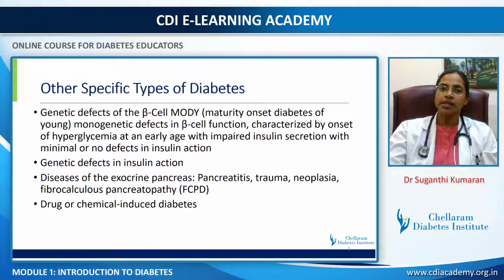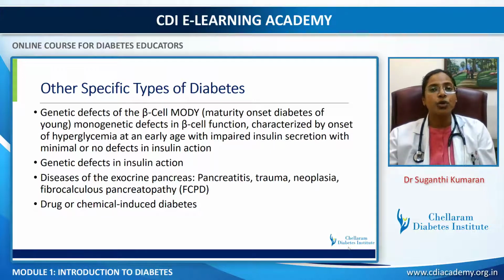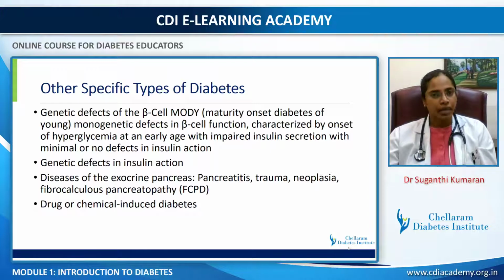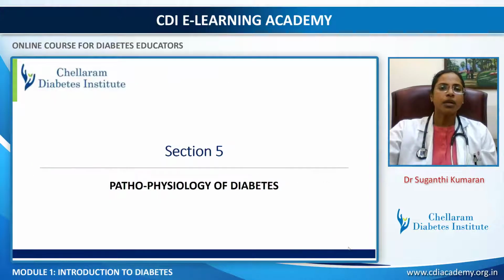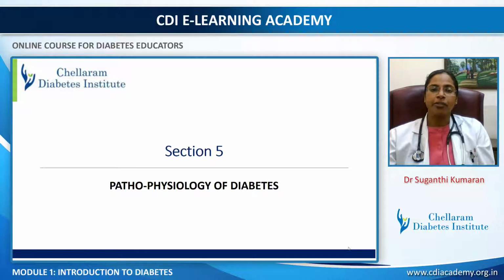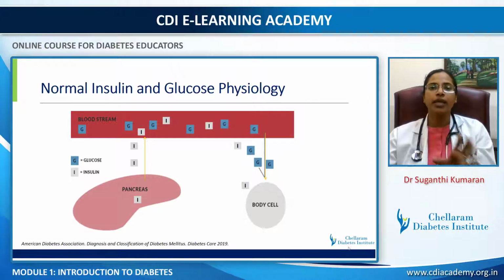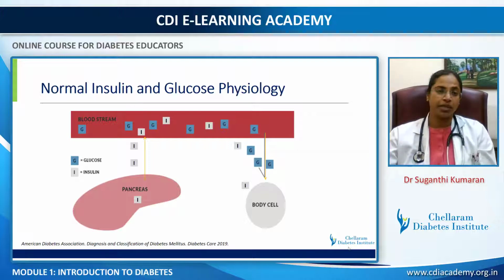And then the next category is drug or chemical induced diabetes, as happens with antiretroviral HIV treatment medication, and sometimes chemically induced by streptozotocin, which is usually used in guinea pigs to induce diabetes in experimental animals. Now let's go on to Section 5, pathophysiology of diabetes. As I said, we'll talk in detail about normal insulin and glucose physiology and how it is affected in type 1 and type 2 diabetes.